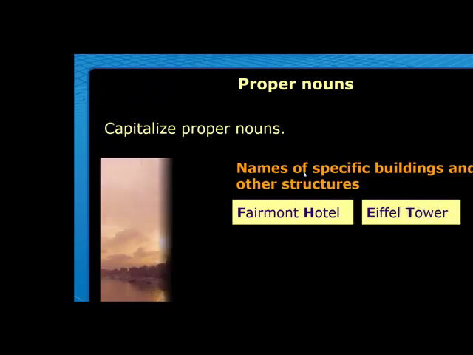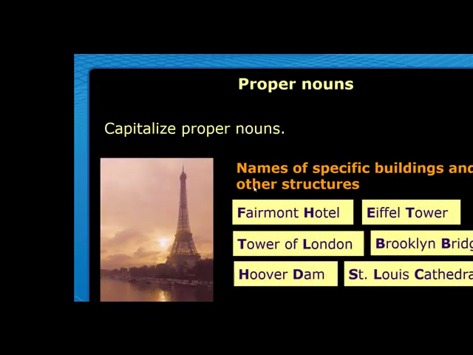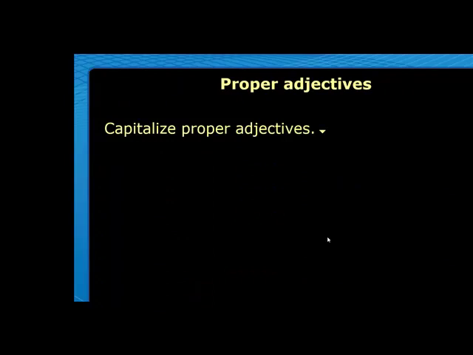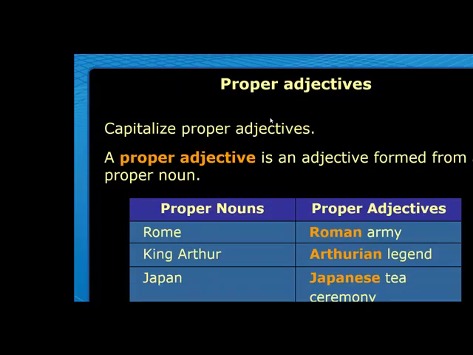We said that names of specific buildings and structures, like the Fairmont Hotel, Eiffel Tower, Tower of London, Brooklyn Bridge, like we have here in Alexandria, Stanley Bridge. Okay, St. Louis Cathedral, and that's the name of a building, and so on. Okay. Subsequently, we talked about proper adjectives, okay? I come from Egypt, that's the noun. I am Egyptian, that's an adjective that we use, okay? We use the adjective to describe. Like here, I come from Rome, okay? So what do we call anything that comes from Rome? Roman, okay?